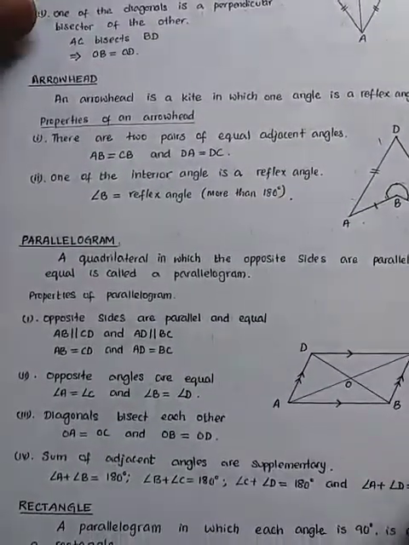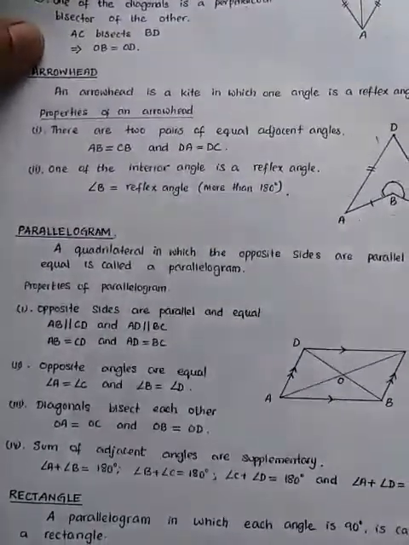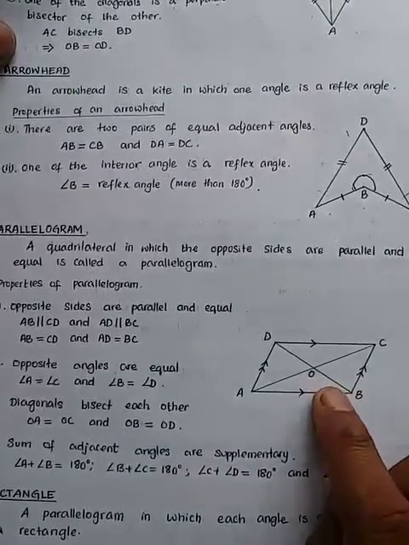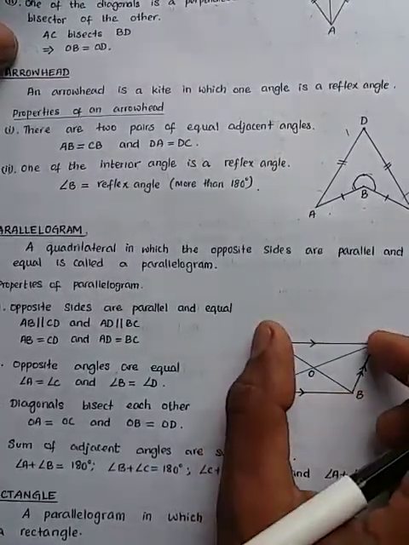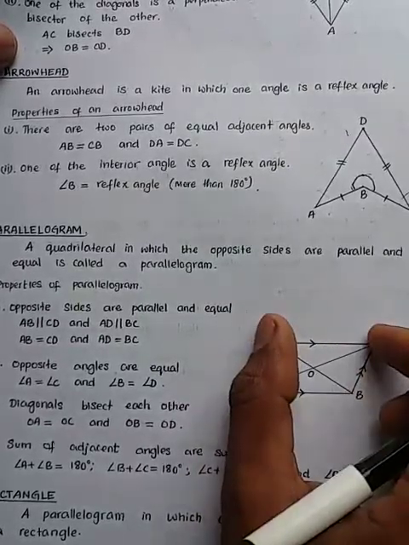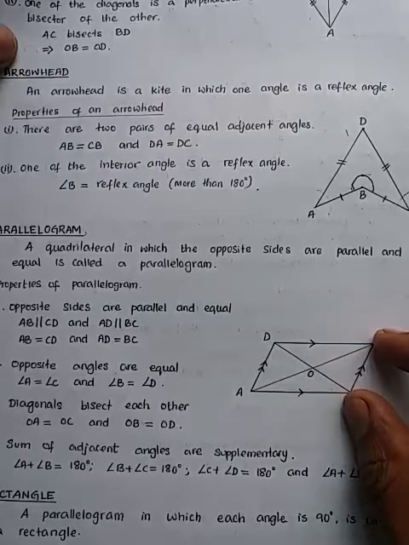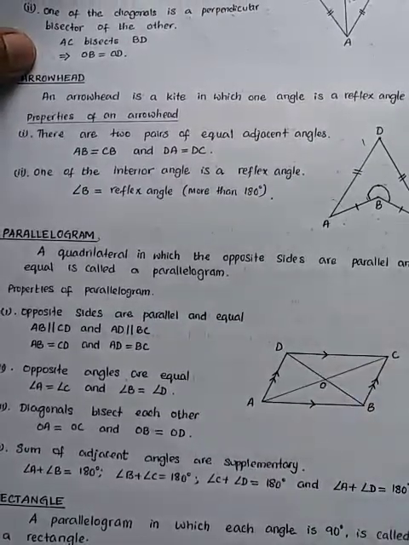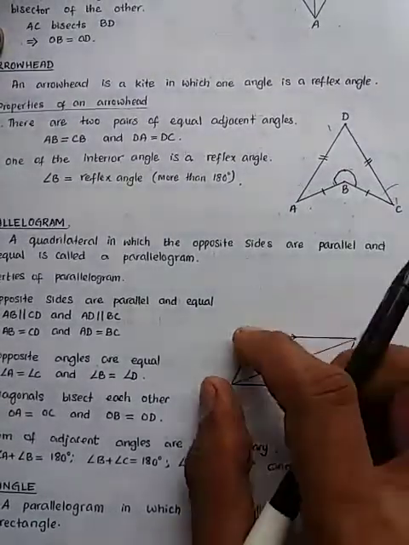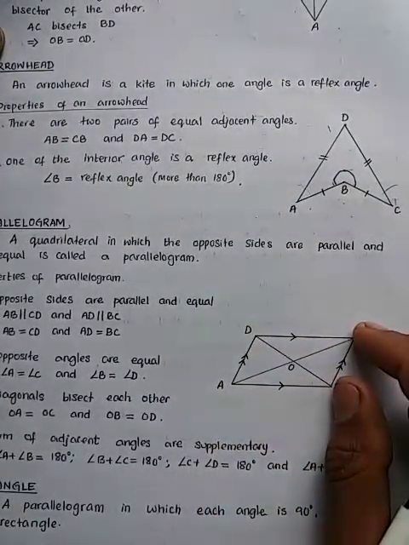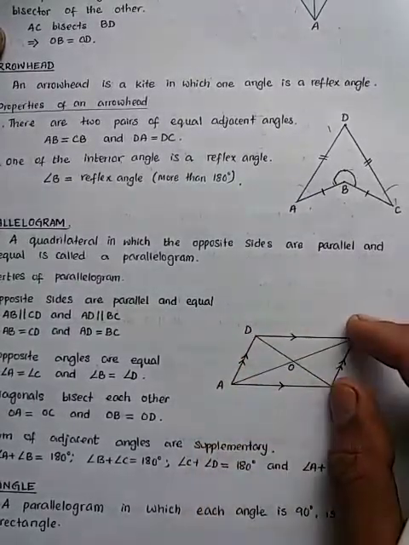Okay, next we have a parallelogram. This figure is very much familiar to you. Parallelogram means a quadrilateral in which opposite sides are equal and parallel. So here, AB and CD are opposite, they are equal and parallel. AD and BC are equal and parallel. Let's see what the properties of a parallelogram are. Opposite sides are equal, AB equals CD, AD equals BC. Opposite sides are parallel, AB is parallel to CD, AD is parallel to BC.